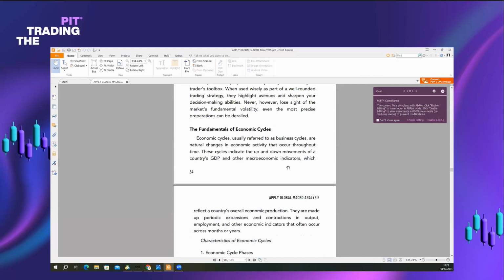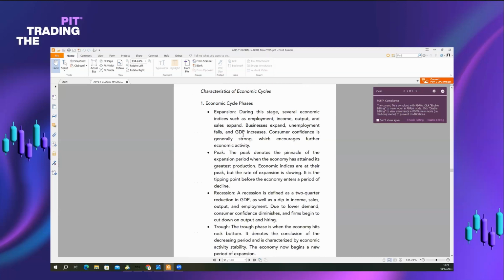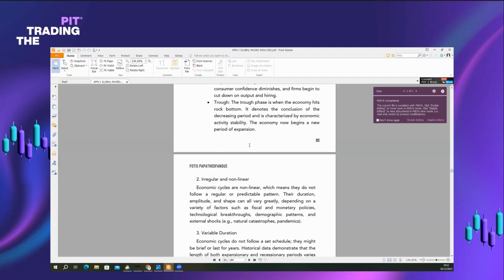The fundamentals of economic cycles. This works because it is based on sound economic principles. Here we explain the different phases of an economic cycle: expansion, peak, recession, and trough. So as the economy goes through different phases, it makes sense that the behavior of certain asset classes will resemble the phase we are at the moment.